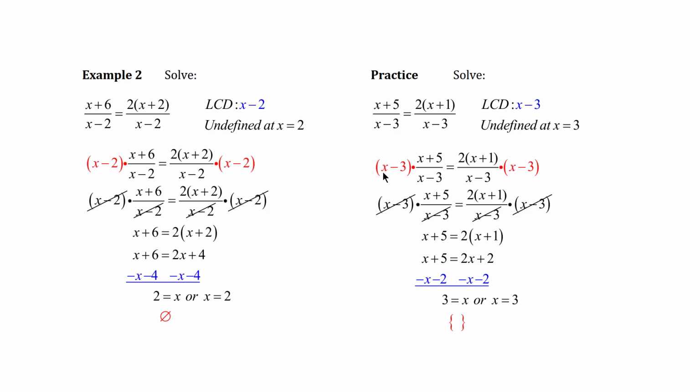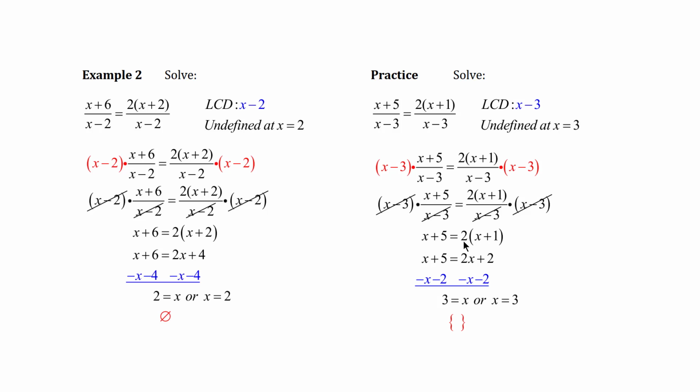We get parentheses (x minus 3) times (x plus 5) over (x minus 3) equals 2 times the parentheses (x plus 1) over (x minus 3) times parentheses (x minus 3). Next, we simplify. On the left-hand side, the x minus 3's cancel out, and we're left with x plus 5. On the right-hand side, the x minus 3's cancel out, and we're left with 2 times the parentheses (x plus 1). The result is x plus 5 equals 2 times the parentheses (x plus 1).